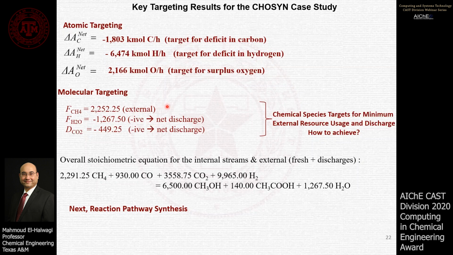2252.25 kilomoles per hour, and we will actually be discharging 1267.5 of water, 449.25 of CO2. Both will be discharged. And those have been determined ahead of detailed designs. Those are rigorous targets. Then we combine the internal and external streams to create an overall stoichiometric equation for the whole CHOSEN. Then we use reaction pathway synthesis to generate the various options that reach those targets.